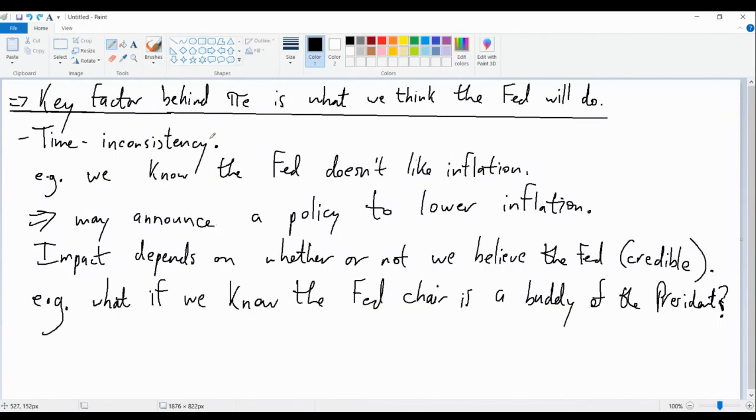This announcement would be what's called time inconsistent, because you may say that you don't like inflation, you may say you want to lower inflation, you may even believe that that's truly what you want deep down. But we also know that when push comes to shove later on, when the election is coming up, the Fed will not go through with that announcement because of, in this example, political pressure.